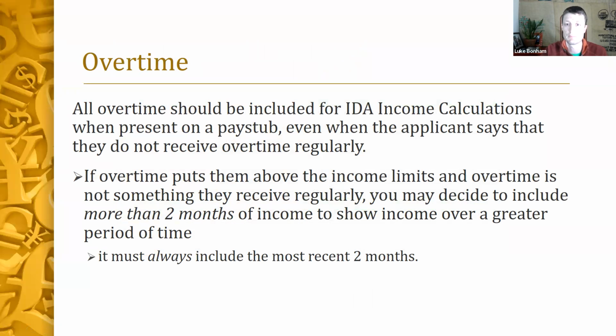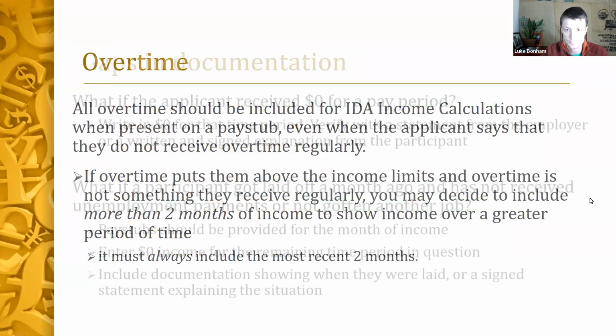If overtime puts them above the income limits and overtime is not something they get regularly, you may decide to include more than 2 months of income to show income over a greater period of time, but it must always also include the most recent months.